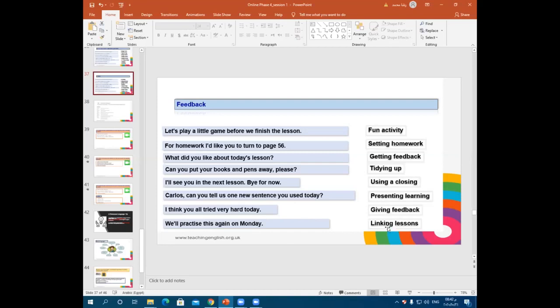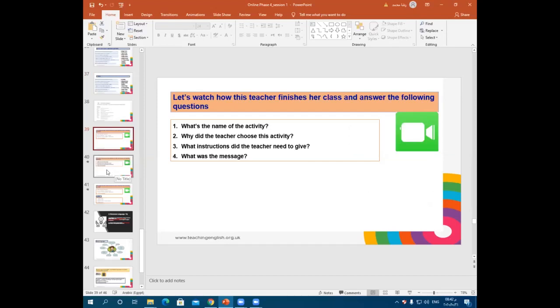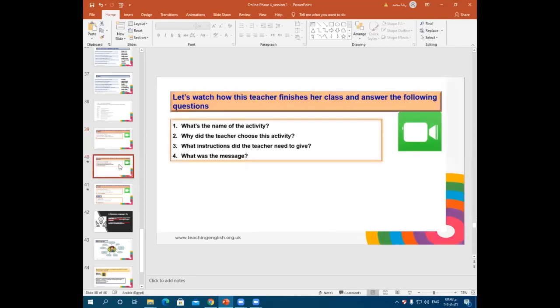It's linking lessons. Okay, now we are going to listen to one of the teachers in her class and try to answer these questions. Listen carefully to the teacher. We are going to watch a video now and we are going to answer the questions. Try to remember the questions. What is the name of the activity? Why did the teacher choose this activity? What instructions did the teacher need to give? What was the message? Okay, so let's listen to the video and try to answer these questions.